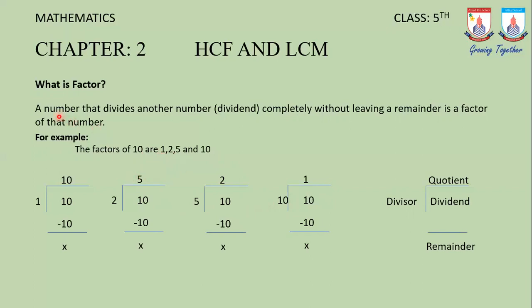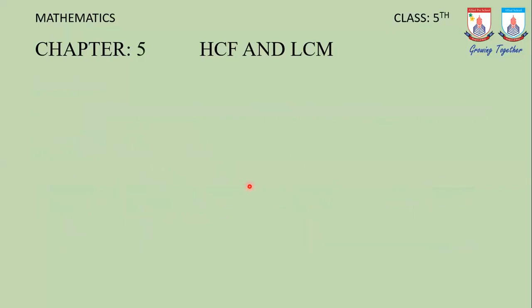So recall the definition: a number that divides another number (the dividend) completely without leaving a remainder is a factor of that number. I hope you are clear with this concept of what a factor is. 1, 2, 5, 10 are the factors of 10. Similarly, the factors of 3 are 1 and 3. The factors of 8 are 1, 2, 4 and 8.